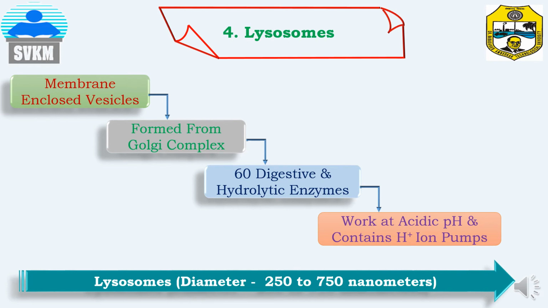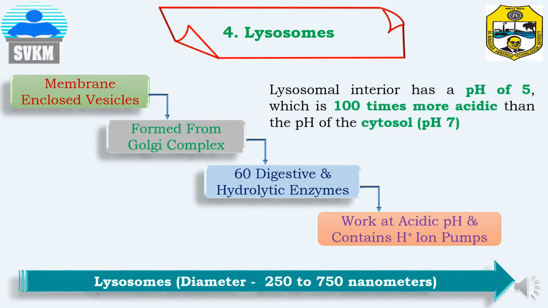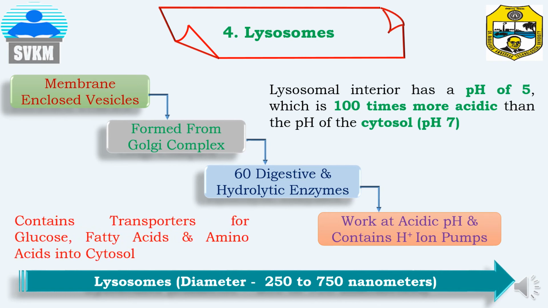It is very important. The lysosomal interior has pH 5 and its outside, that is the cytosol, has pH 7, which means the lysosome is 100 times more acidic in nature. And the lysosome contains transporters which carry glucose, fatty acids and amino acids into the cytosol.